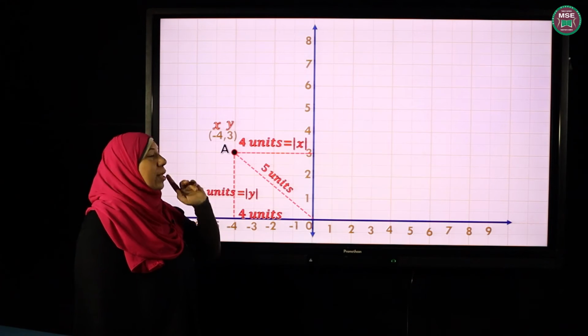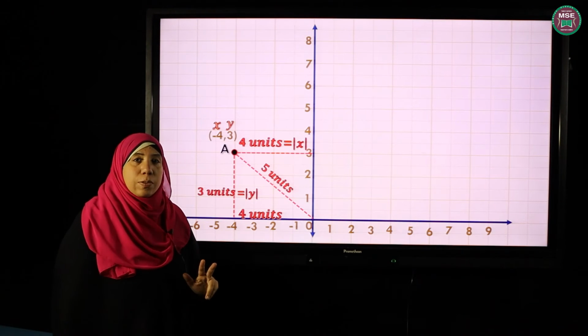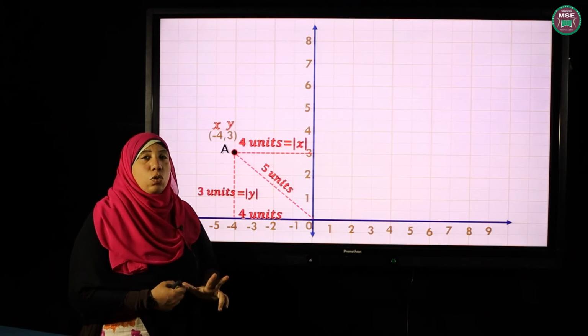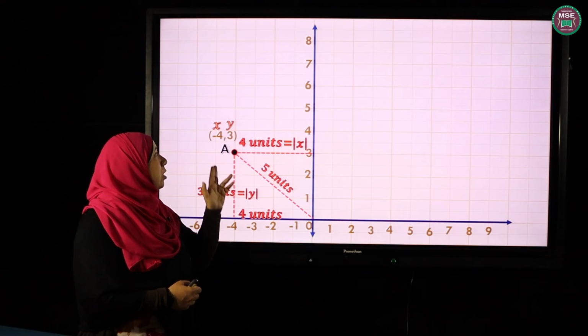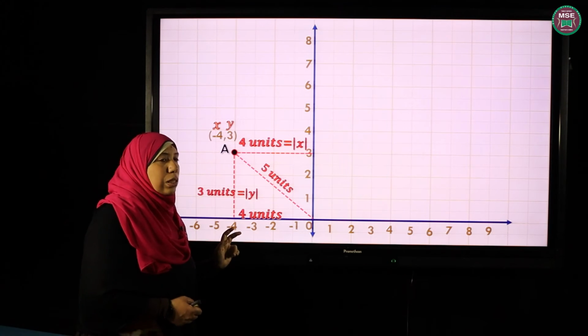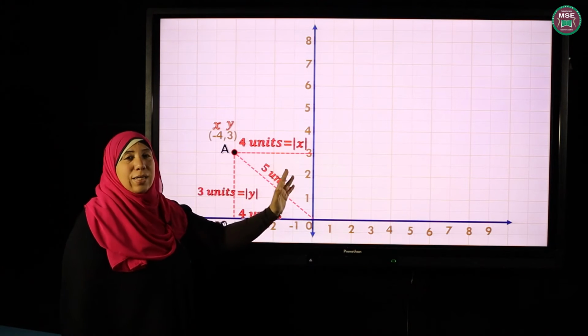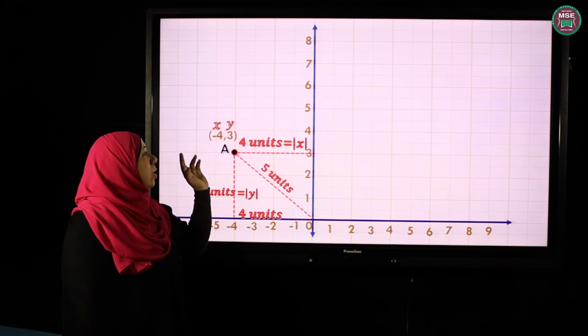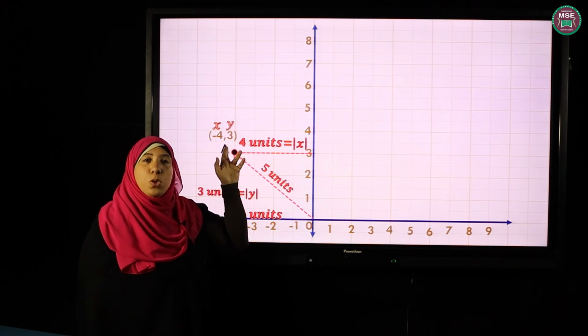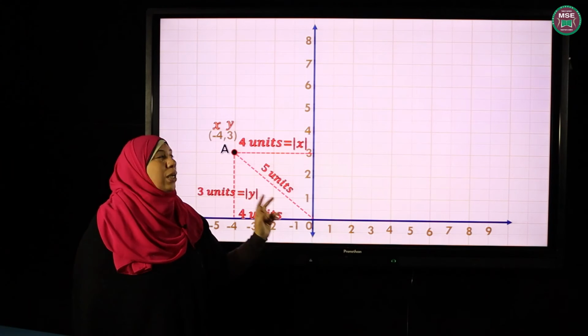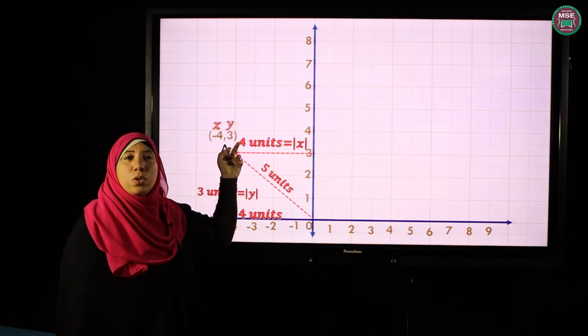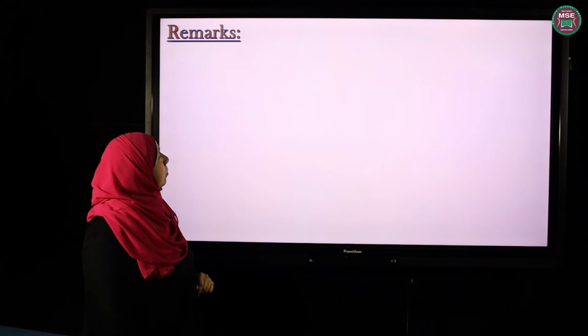So I can use the point itself, negative 4 and 3. The distance between the point and the x-axis is the absolute value of y. The distance between the point and the y-axis is the absolute value of x. And the distance between the point and the origin is the square root of x power 2 plus y power 2. And these are remarks.